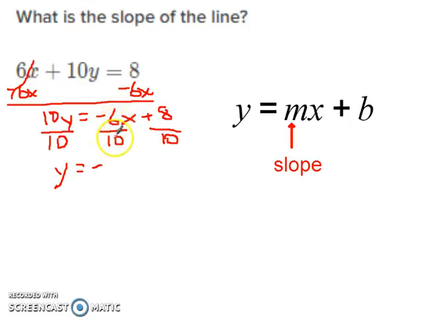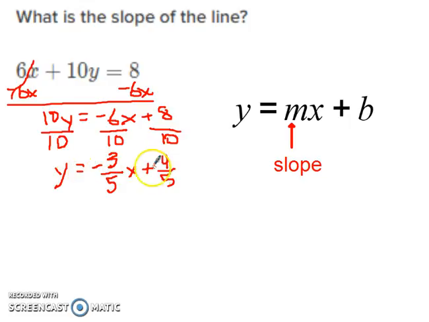So I can divide these both by 2 because they're even. So 6 divided by 2 would be 3. And 10 divided by 2 would be 5. So that would be negative 3/5 and then x. And I can do the same thing here with my constant term or my y-intercept. 8 divided by 2 is 4, and 10 divided by 2 is 5.